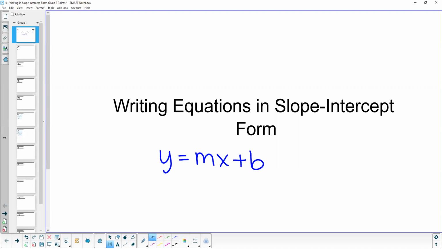Now, what do we need in order to write something in slope-intercept form? Well, the name gives it away. We need to know the slope. We also need to know the intercept. So our slope here is going to be our m. So whatever our slope is, we can get our m from that.